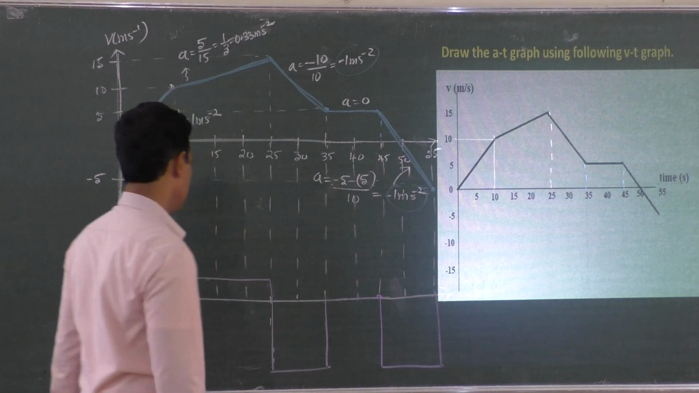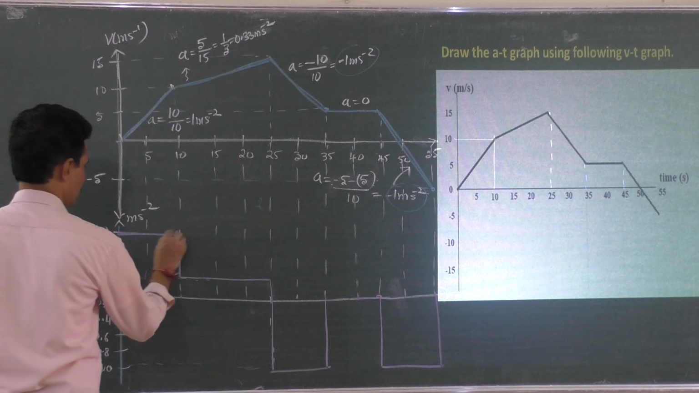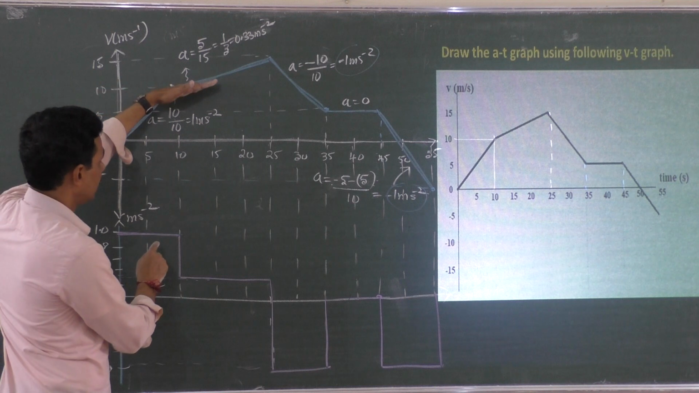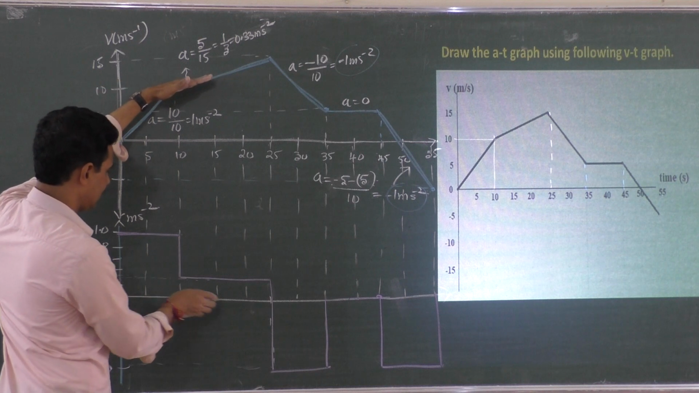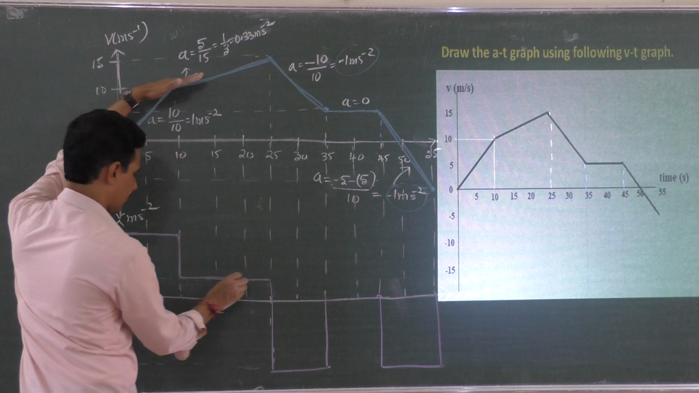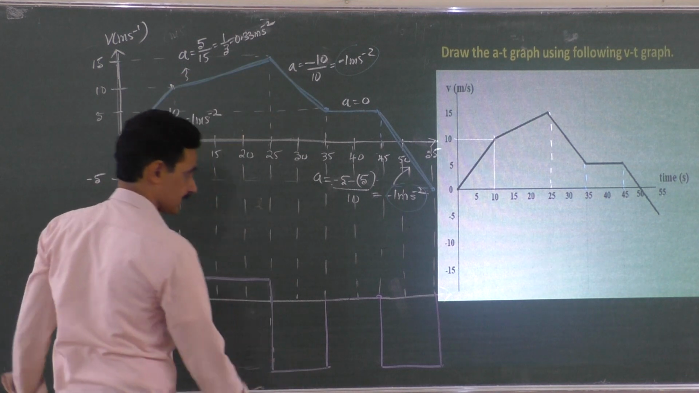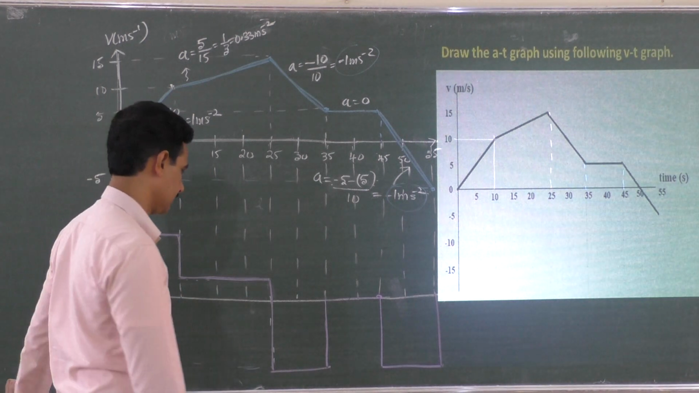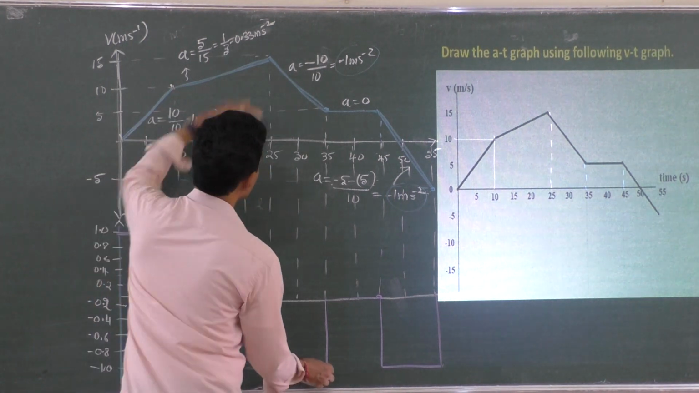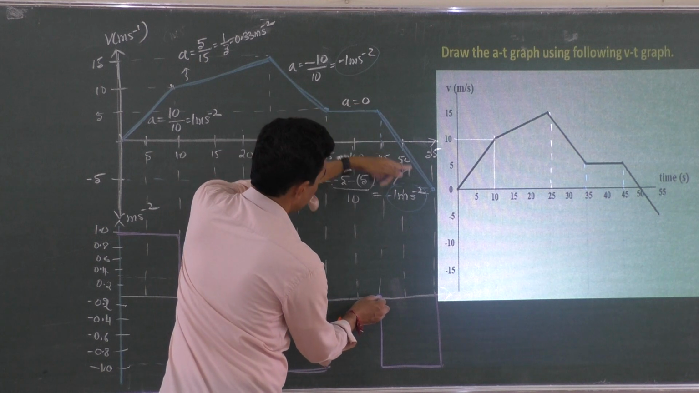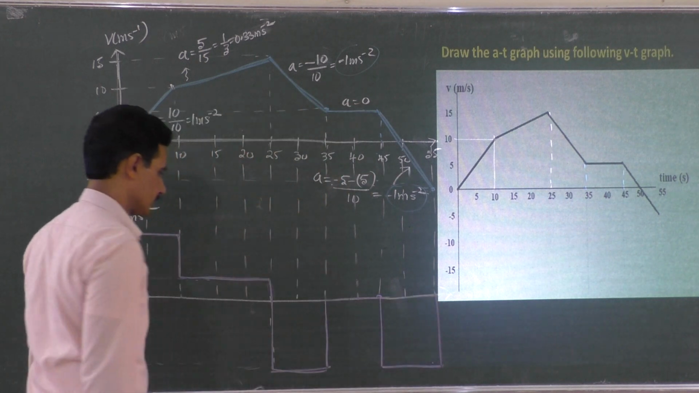Correct? Did you get that? Plus 1 meter per second square. Positive acceleration. Then positive acceleration but a little less, 0.33 meter per second square. Then suddenly negative acceleration, minus 1 meter per second square. That means velocity is decreasing. That continues up to this. No acceleration, same velocity. Then again negative, minus 1 meter per second square.